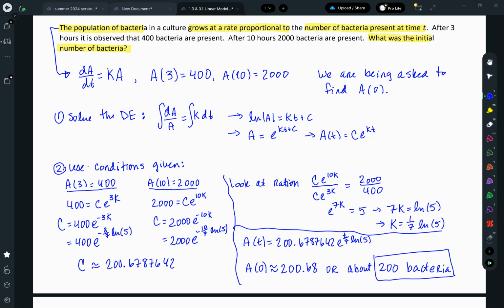Okay, so I like this problem because it showed how we had to look at ratios of the two forms of the equation that we got when we plugged in the two conditions given. This comes up a lot. Whenever we have two unknowns in a problem and it's not a linear system, this was an exponential system, this method will come in handy, okay?